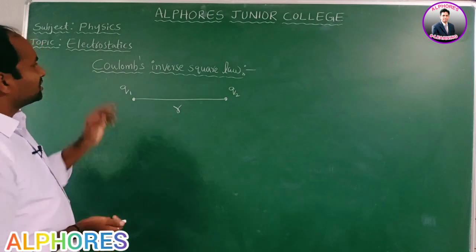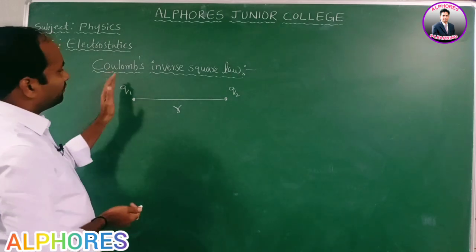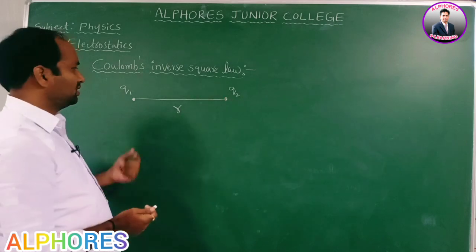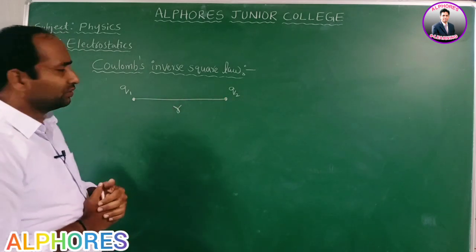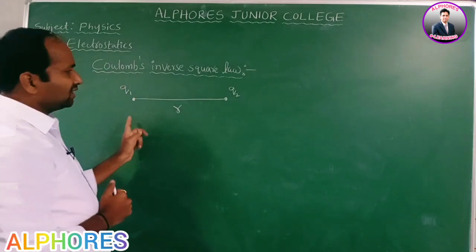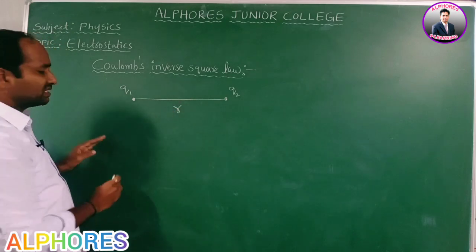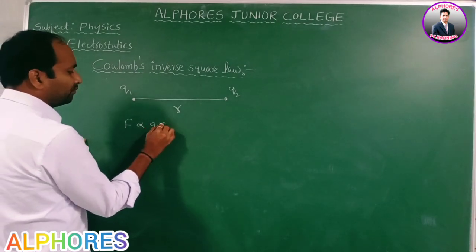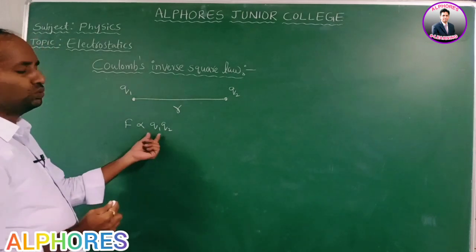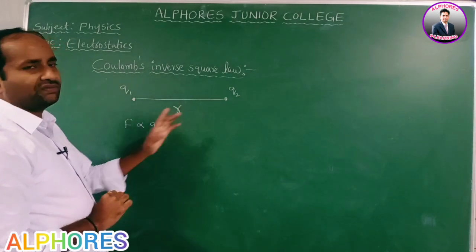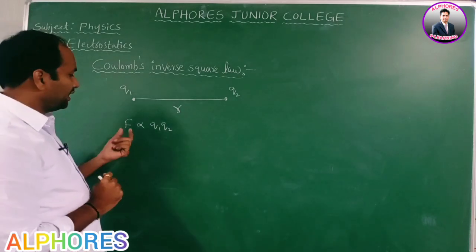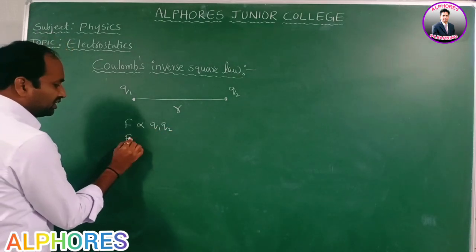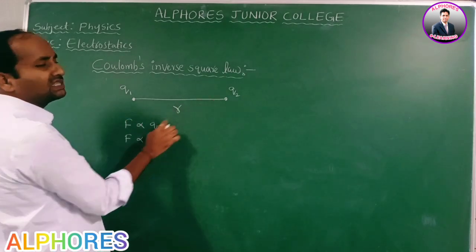According to Coulomb's inverse square law, if they are like charges, they repel with a certain force, and if they are unlike charges, they attract. The force of attraction or repulsion between the two point charges is directly proportional to the product of the magnitudes of the two charges, and inversely proportional to the square of the distance between them.